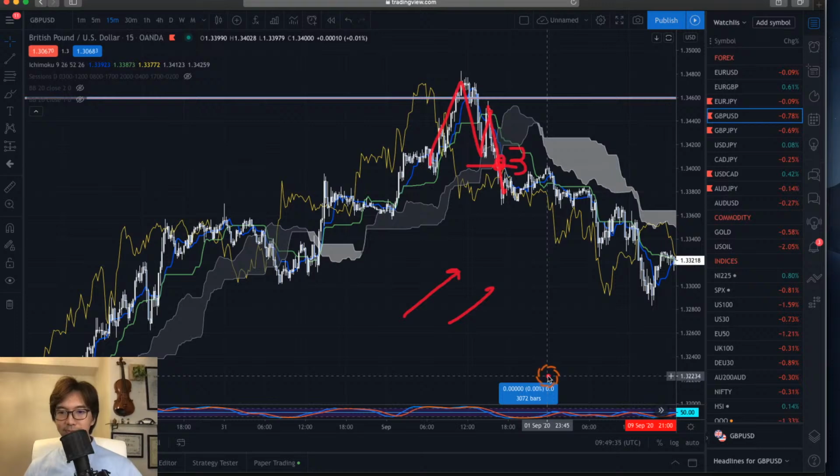Aditya asks, if I enter a buy trade in the daily time frame, should I look for exit timing in the 4-hour chart or 1-hour chart? No, you have to look for the exit timing in the 15-minute chart or 5-minute chart.